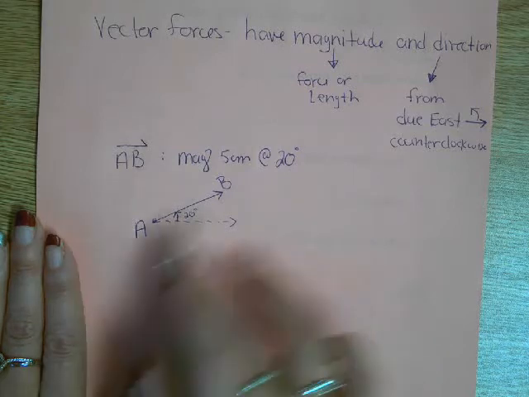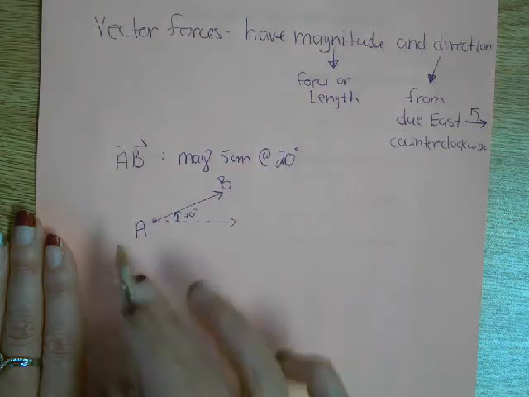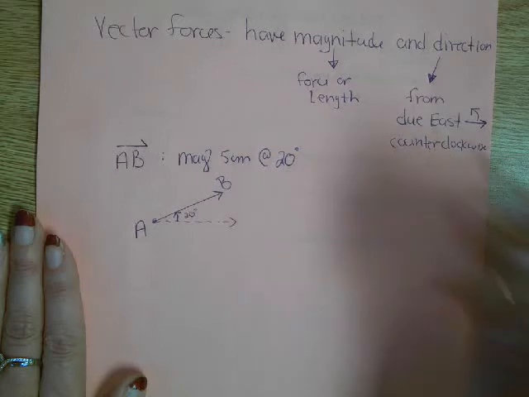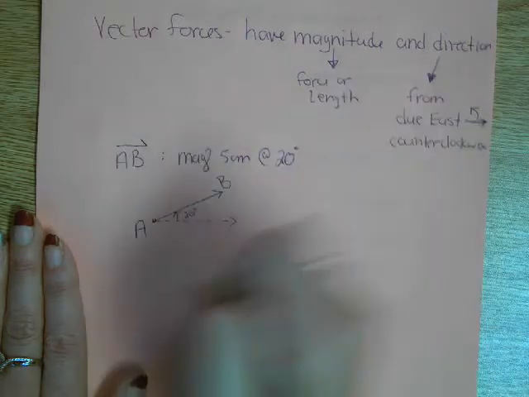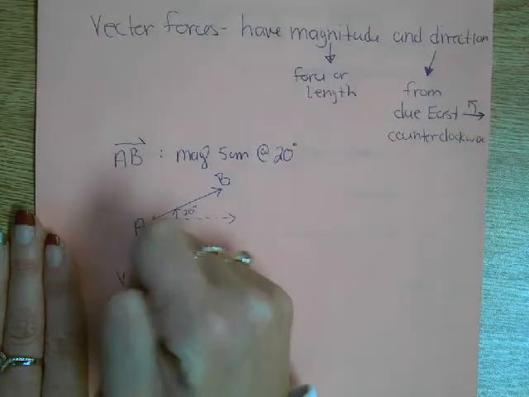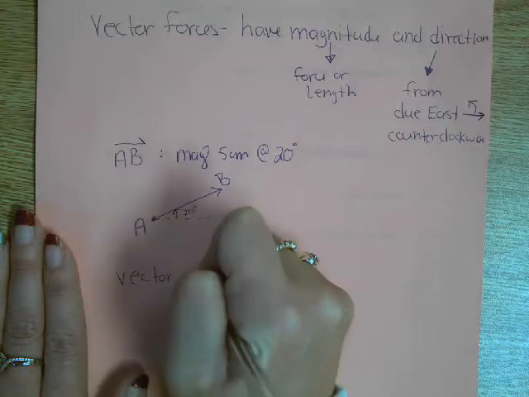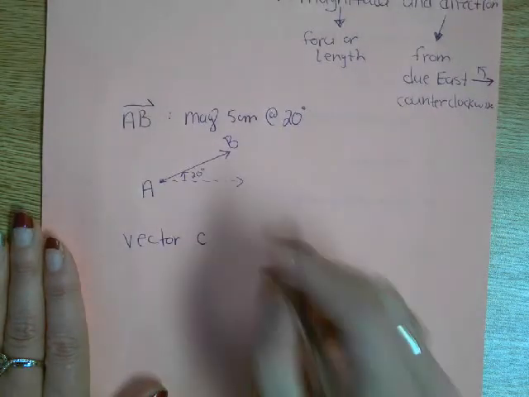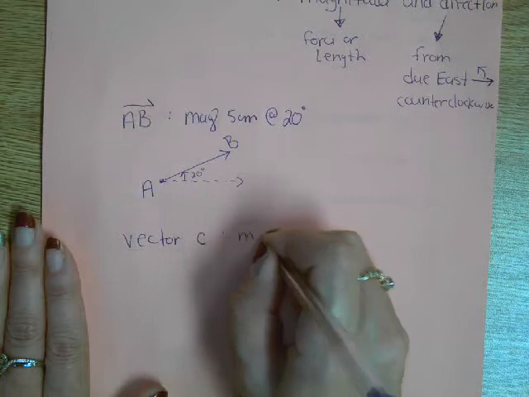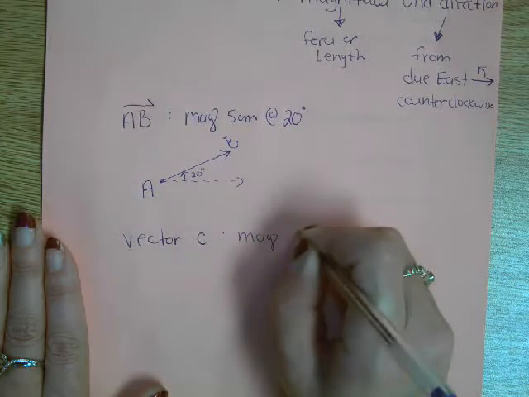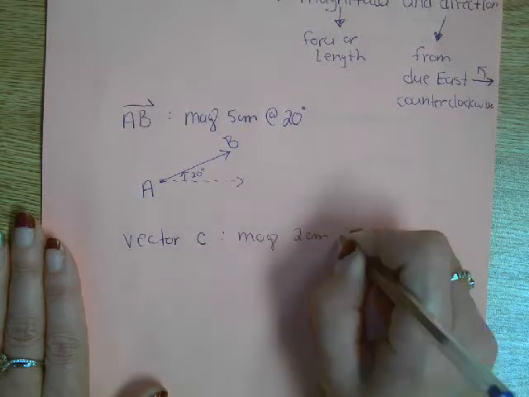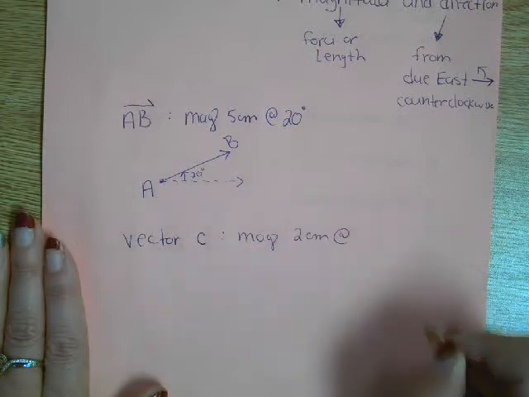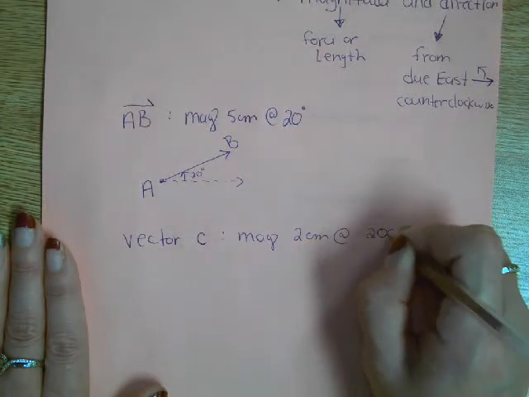So, you can use 2 letters, the starting letter and the finishing letter. Or sometimes they use it with 1 lowercase letter. Let's go vector lowercase c, which will have magnitude 2 centimeters at 200 degrees.